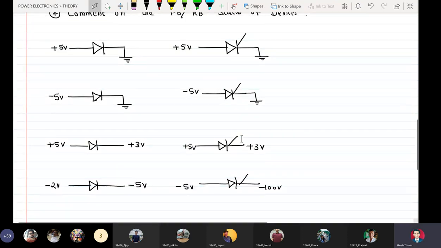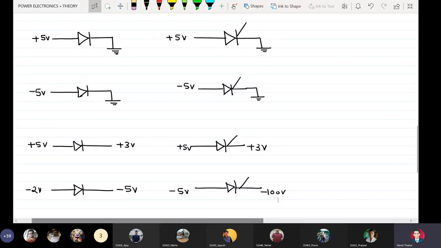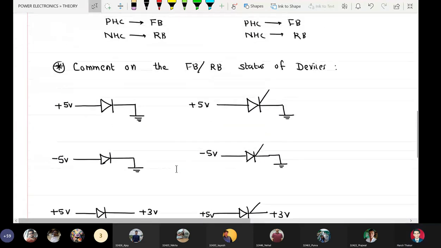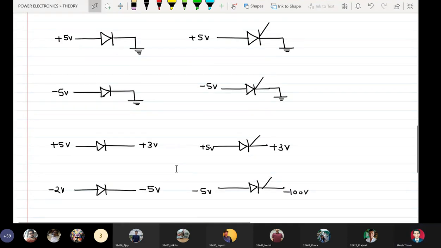Students, start commenting. In front of every SCR and diode, you have to tell me the answer as FB or RB. And depending upon your answers, I will come to know whether you have the correct understanding of forward and reverse bias. Tell me. What is the status of this diode?